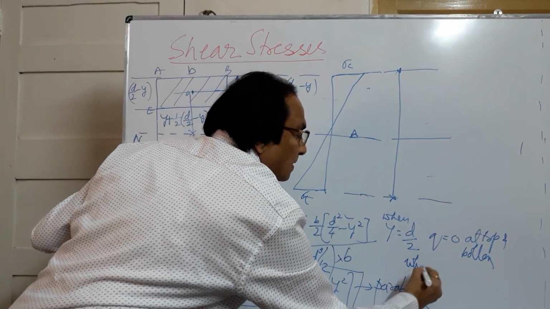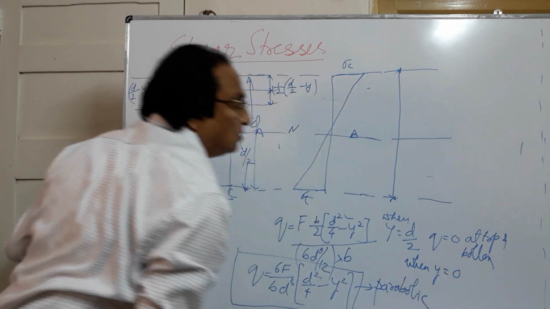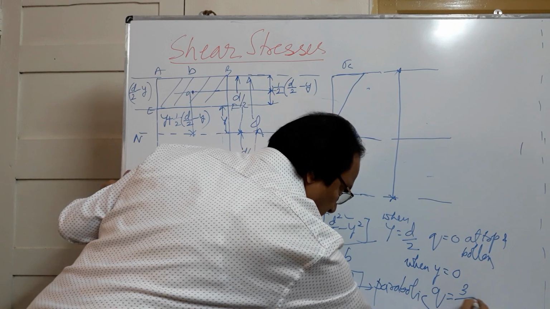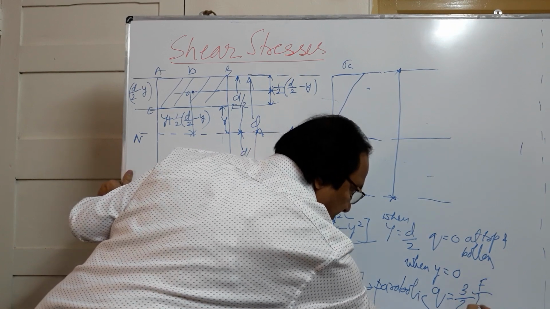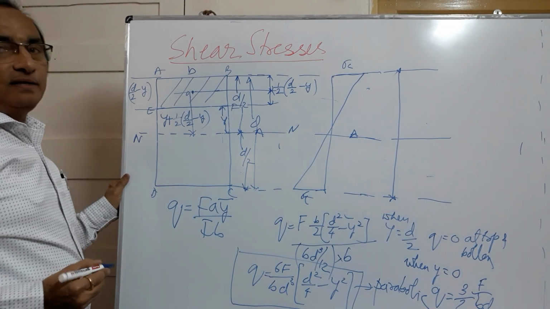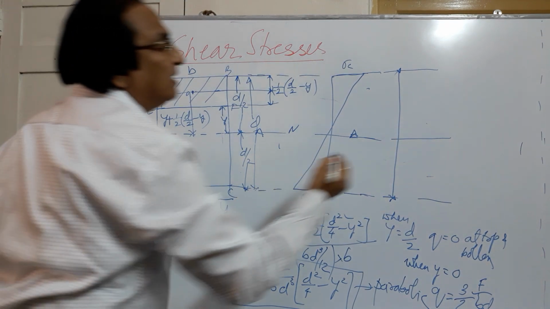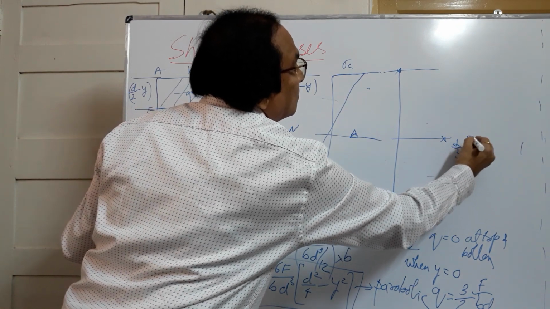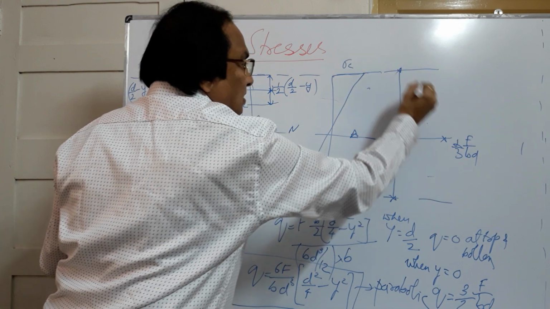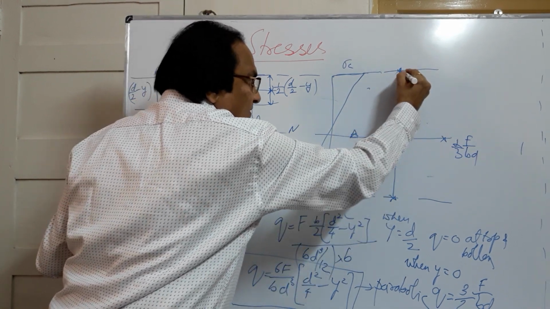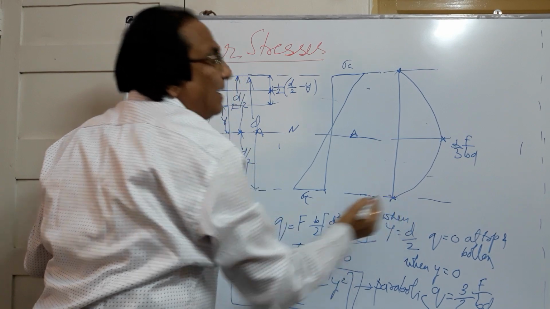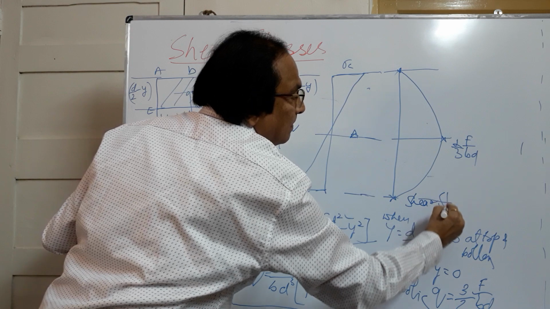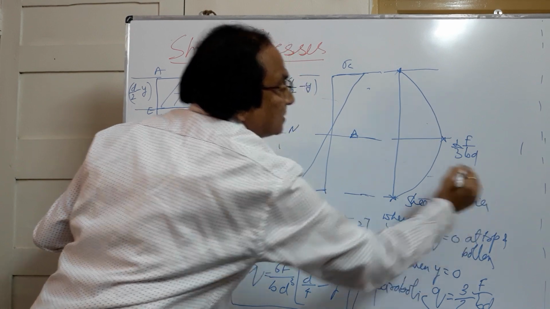So when y is equal to 0, then we get q is equal to 3 by 2 into F by bd. So at the neutral axis, this value is 3 by 2 into F by bd. And how to join these 3 points? We know the type of distribution we get is a parabolic distribution. So this is the shear stress diagram.